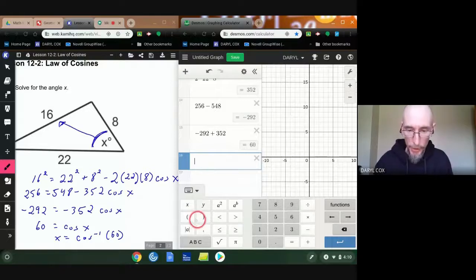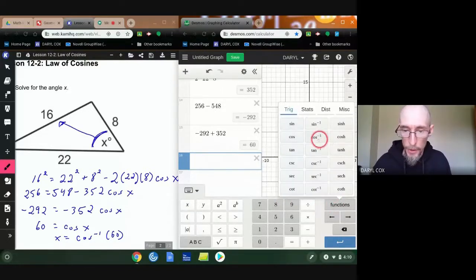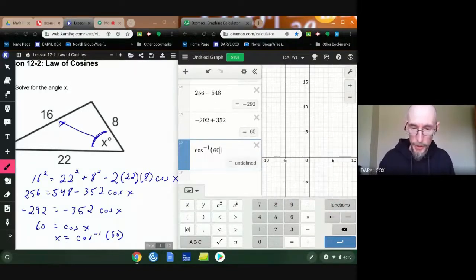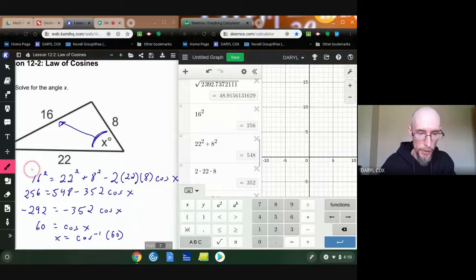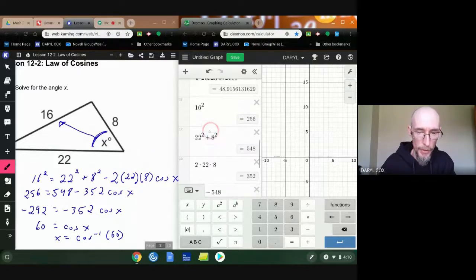Now let's see if this works out for us. So cosine inverse of 60 comes out as undefined. So it turns out that this triangle doesn't actually work. That can actually happen. I'm just going to go through and double check all my arithmetic to make sure that I did everything right on that. So let's see. Just double checking. So 16 squared is 256, 22 squared plus 8 squared, that's 548. Okay, that's set up there. So far, everything's looking good.